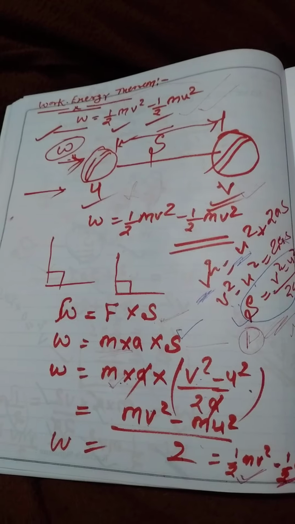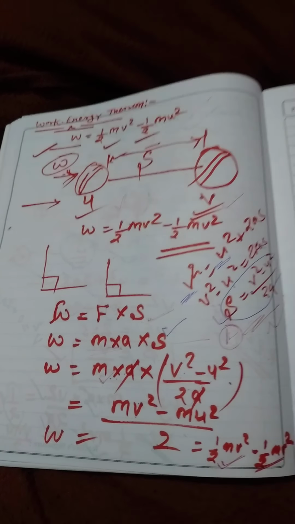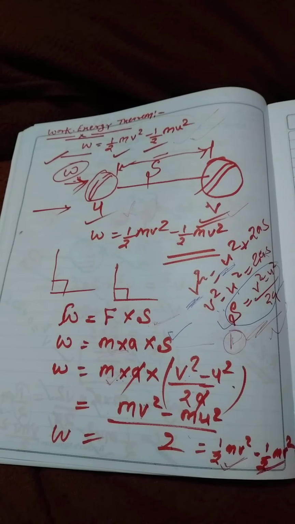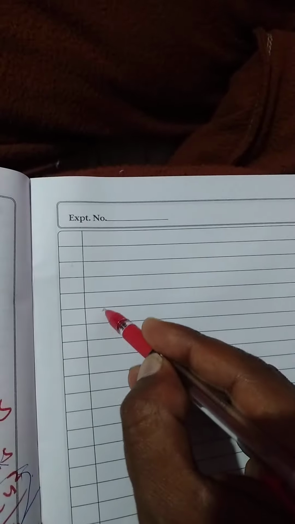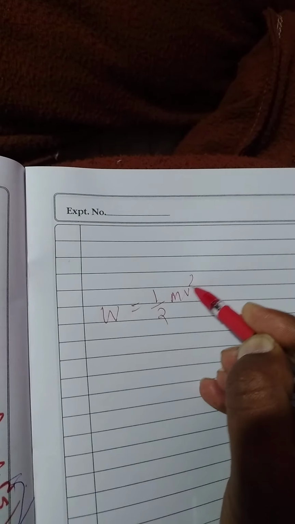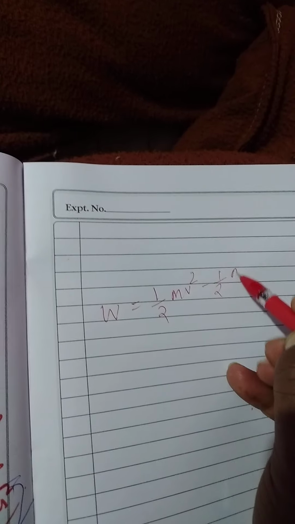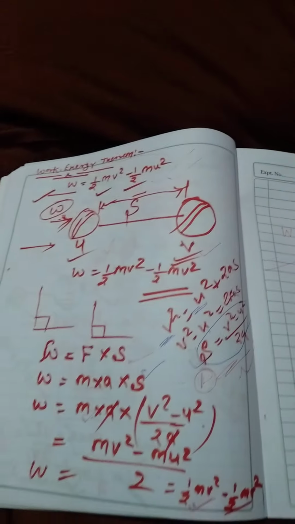in that case you do not use the formula W is equal to F into S. You use the formula that change in kinetic energy is work done. So in that case you write W is equal to 1/2 mv² minus 1/2 mu². This is also known as the work energy theorem.